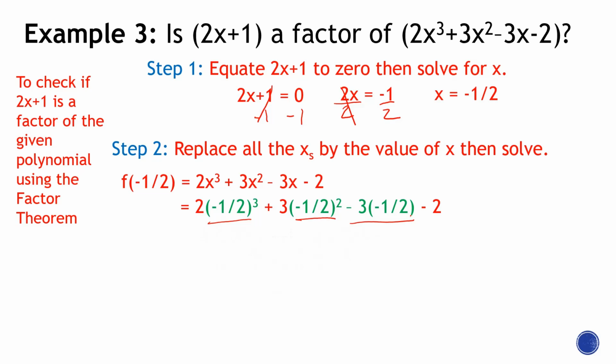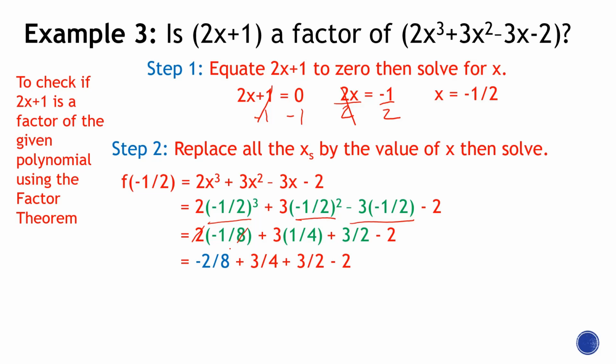There you go. And then we will multiply 2 times negative 1/8. So we can cross out that 2 and 8. And it's going to be negative 1/4, right? And this is going to be the outcome.